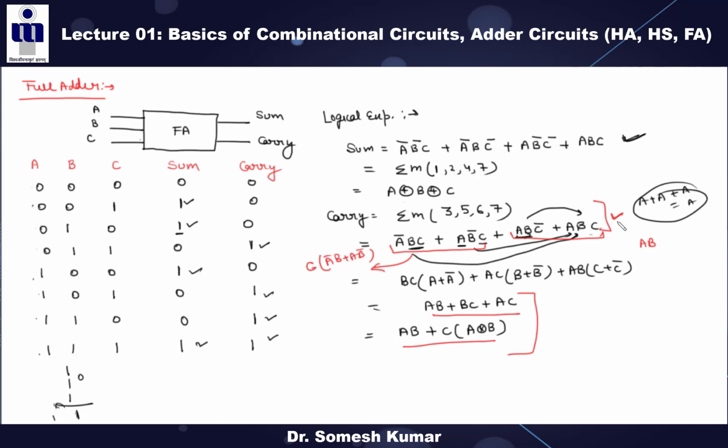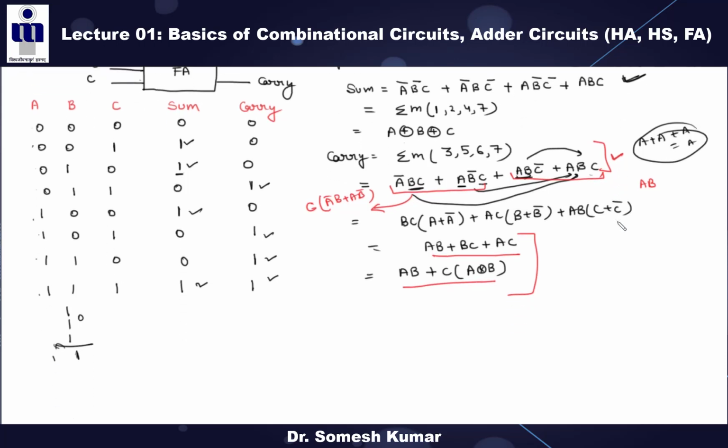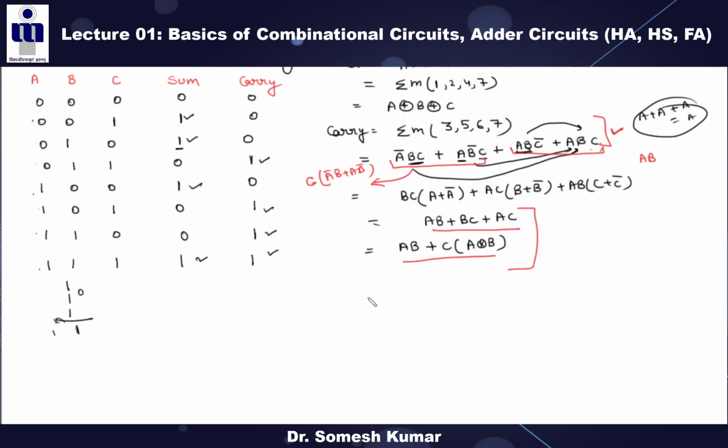Now, next is the circuit of your full adder. For the sum, you have to take the XOR of A, B and C. Here we are getting A XOR B, and now again we are giving the XOR and we are getting A XOR B XOR C, right? This is your sum.